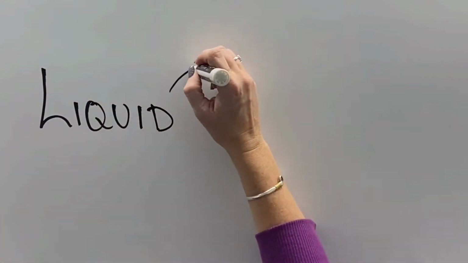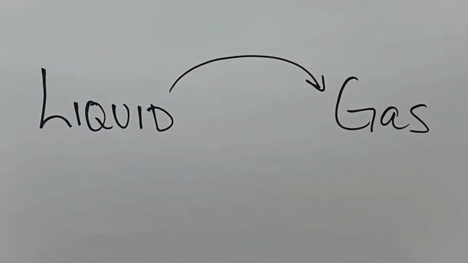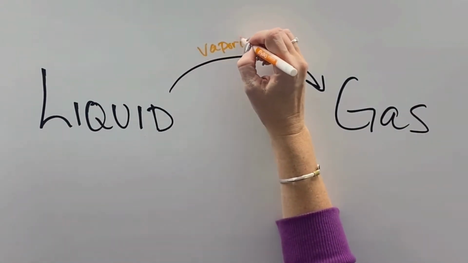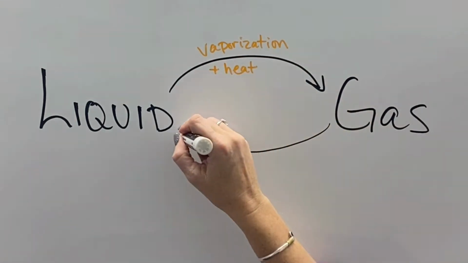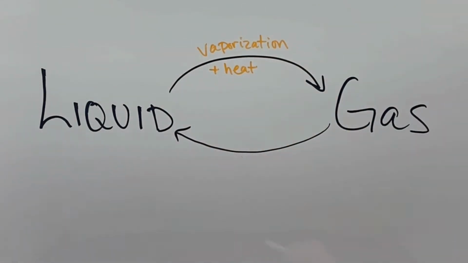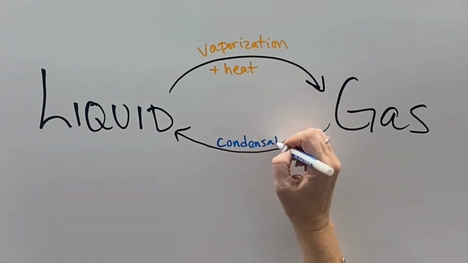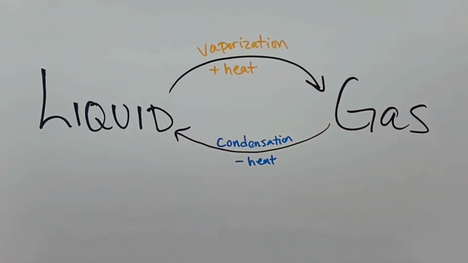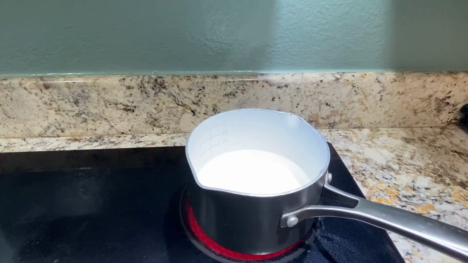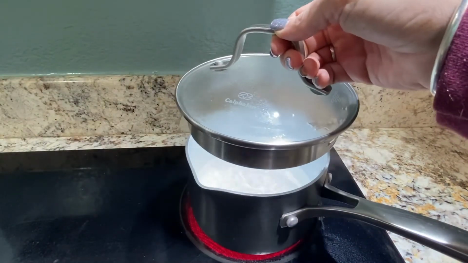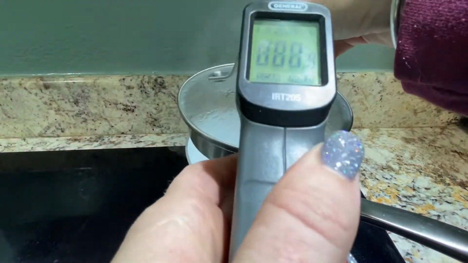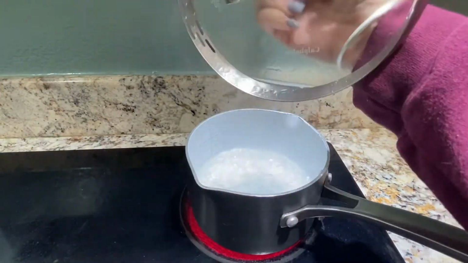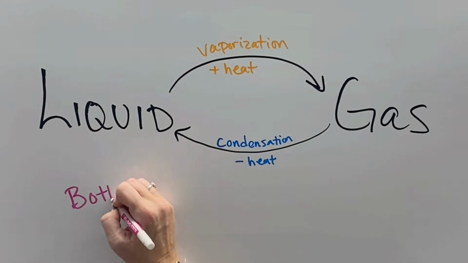So we start out with a liquid, and it turns into a gas. Technically, this process, scientifically, is called vaporization. This is when we add heat to a liquid, the liquid vaporizes. Then, when we remove heat from a gas, that process is called condensation. So if we look here, this water is boiling. But when I hold this lid over, you can see that when the vapor hits the cooler lid, it condenses.